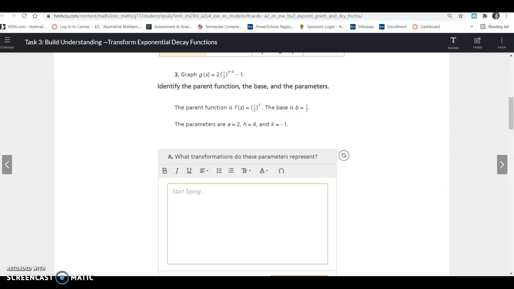So those come from your function. What transformations do the parameters represent? All right, so this is going to be a vertical stretch of 2. This is going to be a horizontal shift, right 4. And this is going to move you down 1 unit.